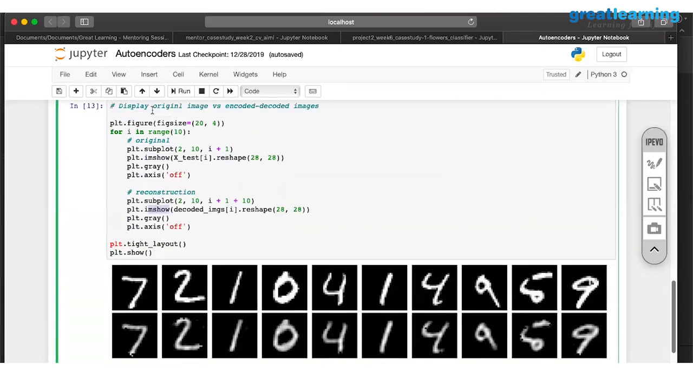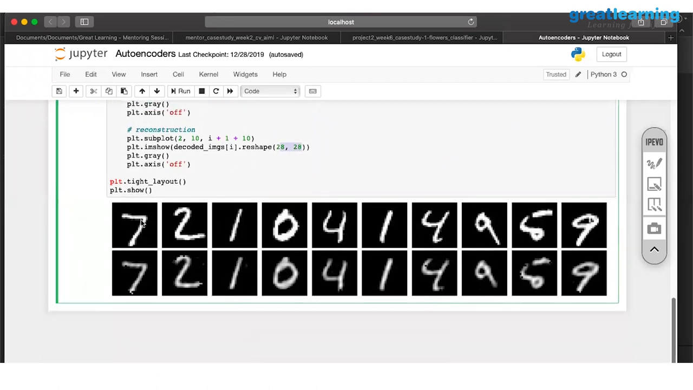Okay. How a matrix gets converted to an image: im.show. As simple as that. And what shape and size you want, you can even specify. So here I've got 28 cross 28. This is the original image. This is the dimensionally reduced image.